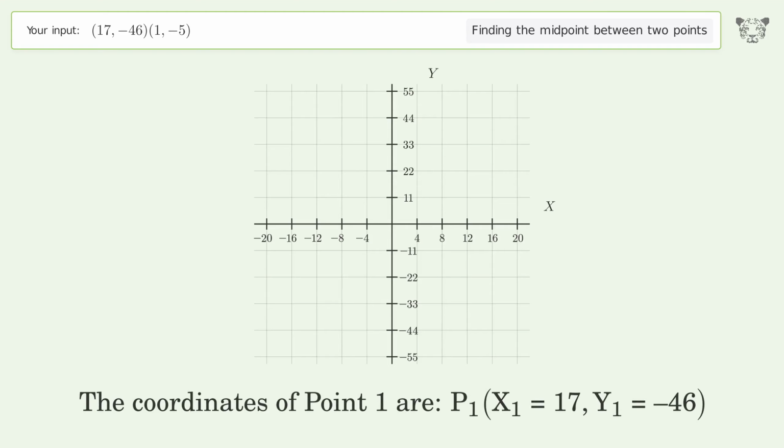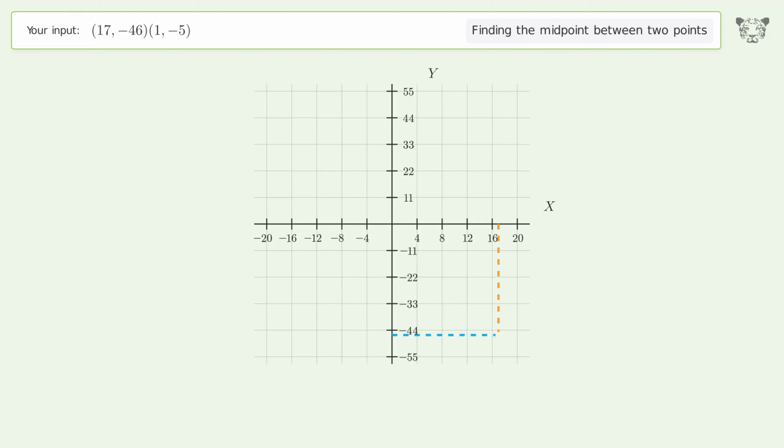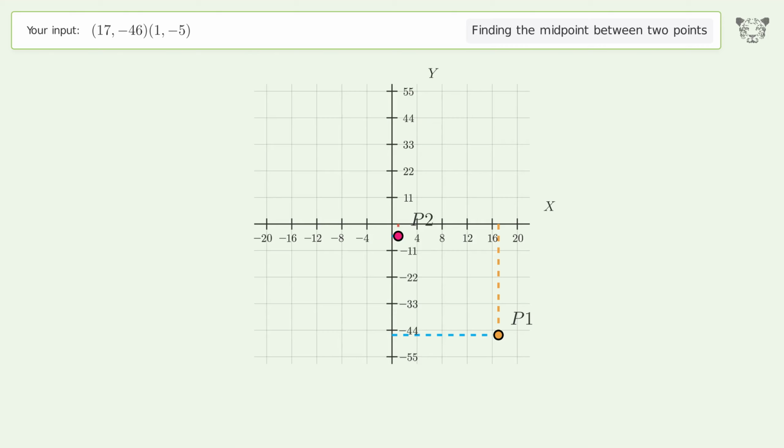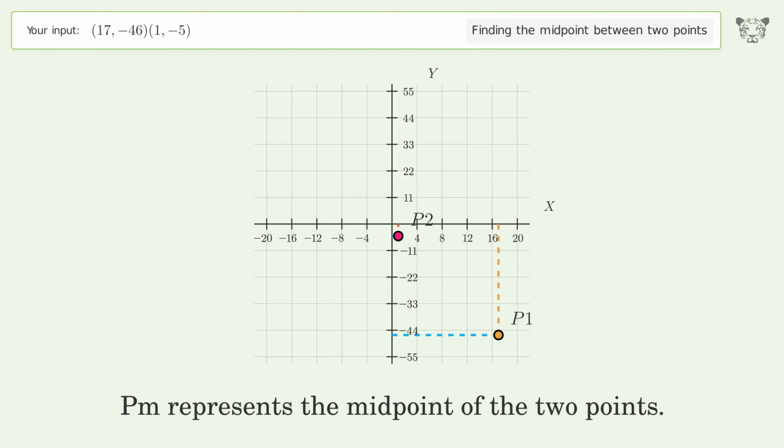The coordinates of point 1 are, x1 equals 17, y1 equals -46. The coordinates of point 2 are, x2 equals 1, y2 equals -5. PM represents the midpoint of the 2 points.